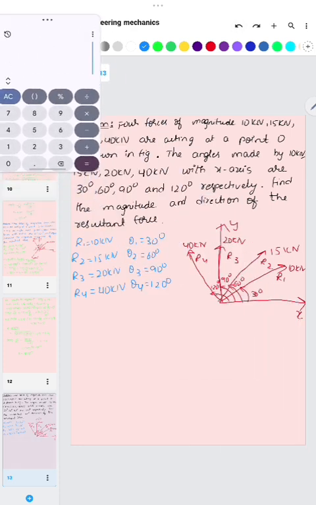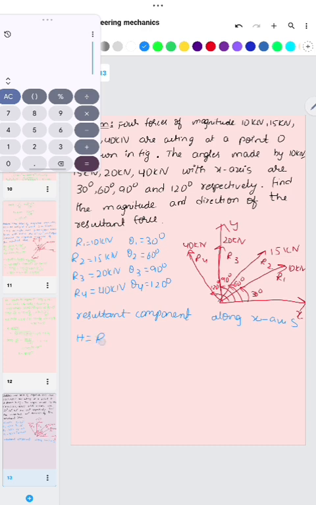So here R1 is given as 30 degrees, R2 15 is as 60 degrees, and 20 kN as 90 degrees, and 40 kN as 120 degrees. First we will find the horizontal resultant components along x-axis. So the equation is written as for H.